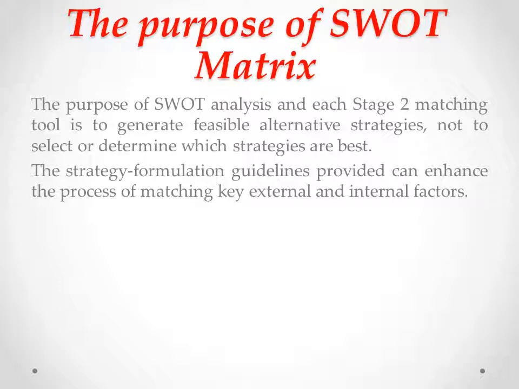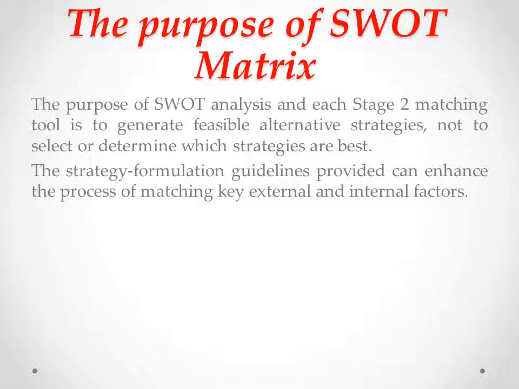Now we should know the purpose of applying the SWOT matrix. The purpose of a SWOT analysis at stage 2, as we have said before, stage 2 is known as the matching stage, is to generate feasible alternative strategies, not to select or determine which strategies are the best. So you should take into consideration when you apply the SWOT matrix that it is to know your alternative strategies, not to make the best selection for the best strategy.